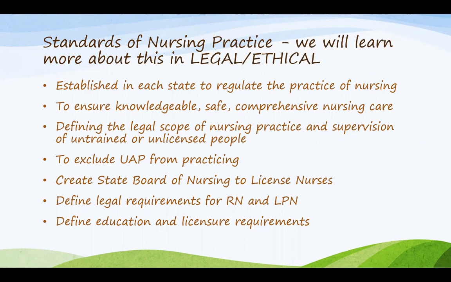So each state creates a Nurse Practice Act, which is our law. It is to make sure that all nurses in the state are knowledgeable, safe, and give good nursing care. It defines the scope of nursing practice. It excludes unlicensed assistive personnel from practicing and calling themselves nurses. You create a state board of nursing to license the nurses. It also defines legal requirements for an RN and for an LPN, and it defines our education and licensure requirements.